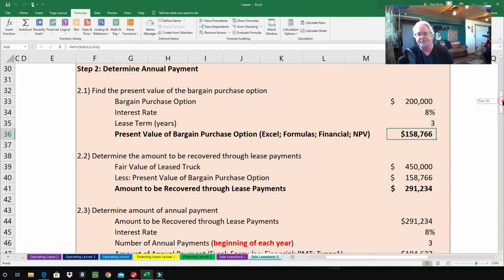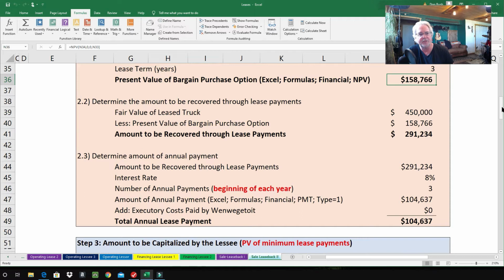So coming down to part 2.2, determine the amount to be recovered through lease payments. Well, this truck is worth $450,000 at the start of the lease. That's the fair market value that came from up above in the information. Less present value of the bargain purchase option, $158,766. We found that right up above. So the amount to be recovered through the lease payments is $291,234.